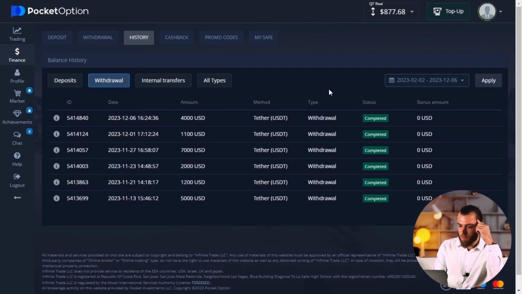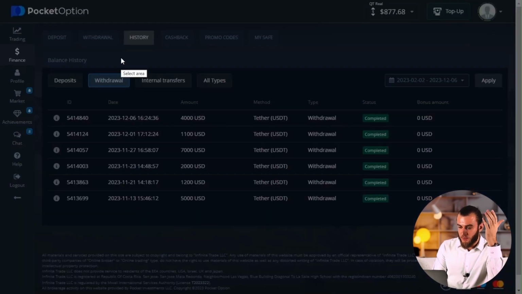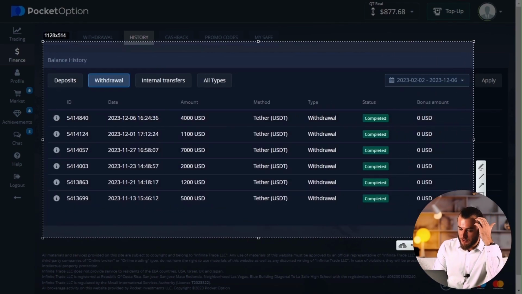Hey guys, the money arrived in my wallet. In the history, you can view the transfers I have completed previously. And you can see our transaction for $4,000 has appeared. The money has been sent to my wallet. I can see it in the confirmation status right here. It's clearly visible and confirmed. That's how simple it all is with withdrawals on this platform.